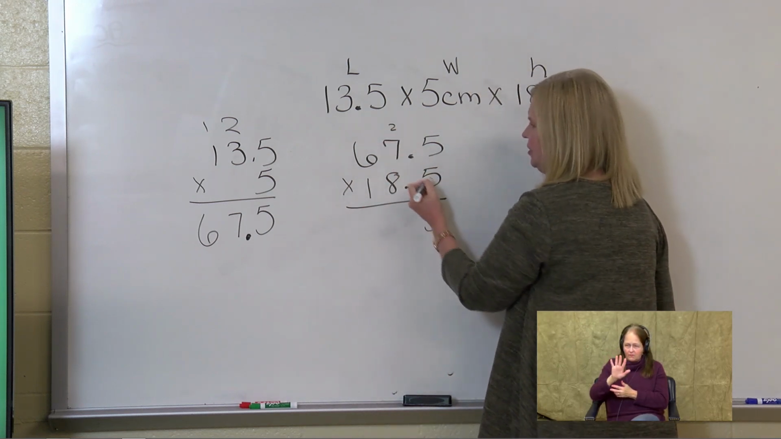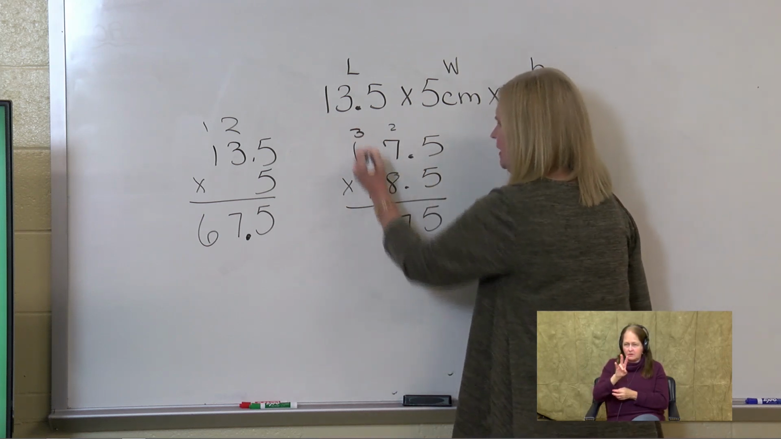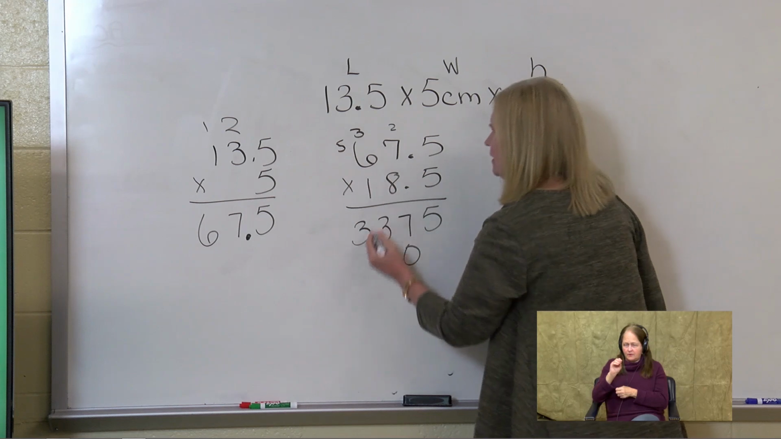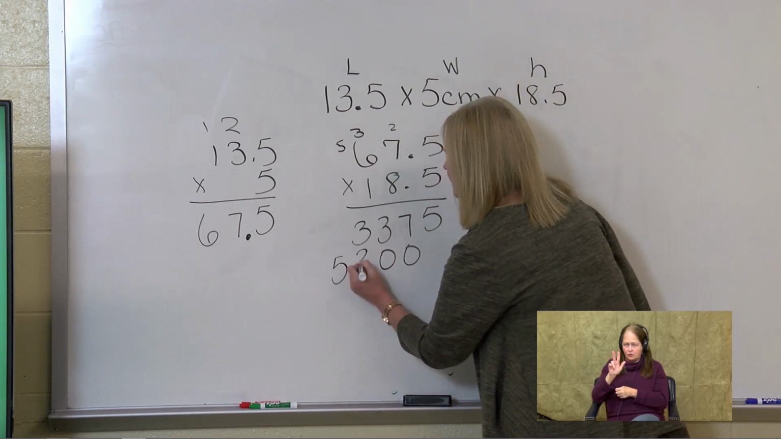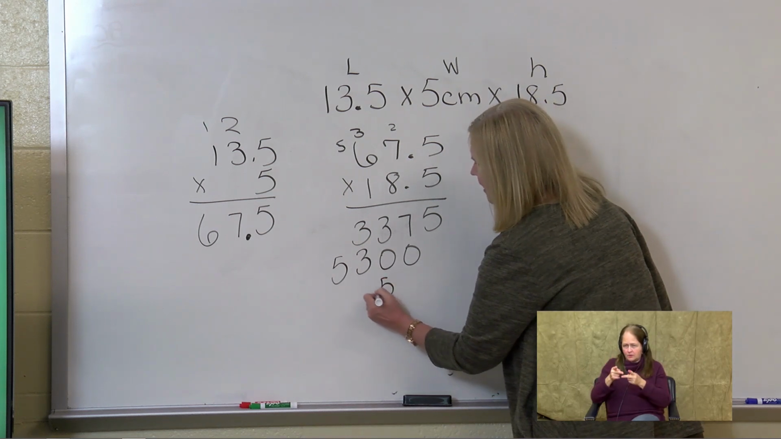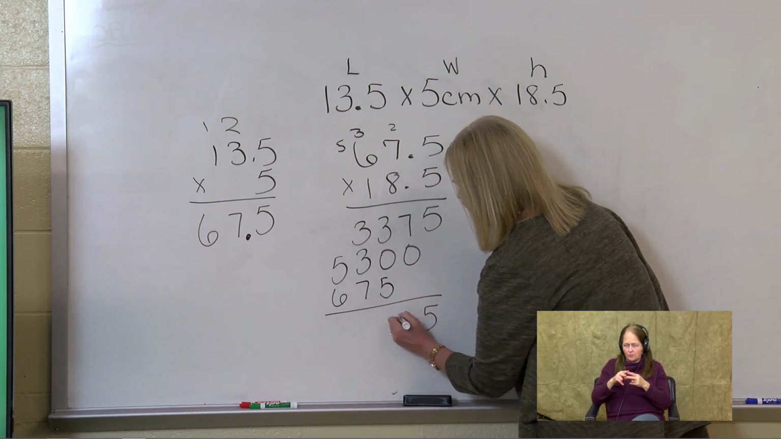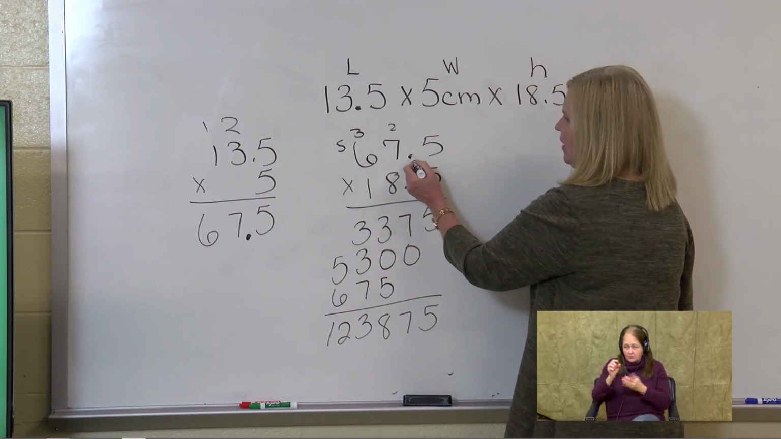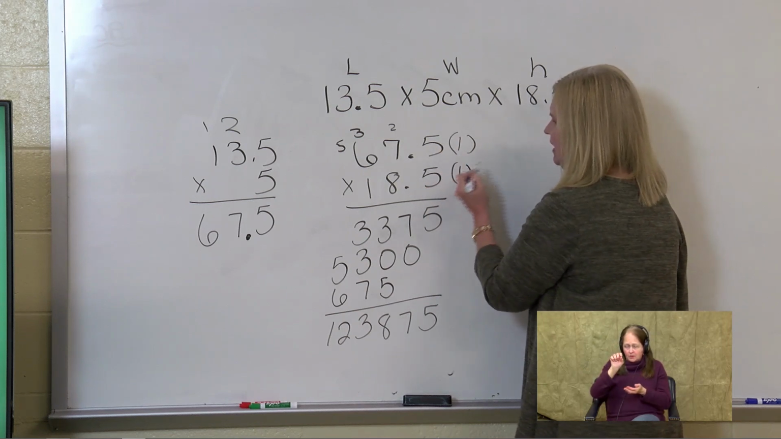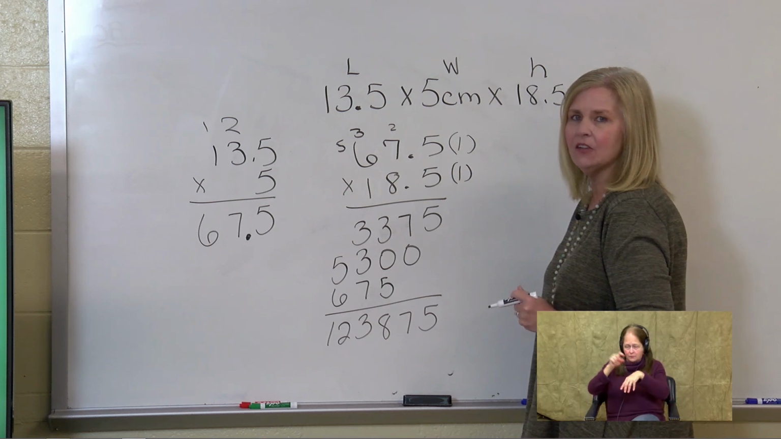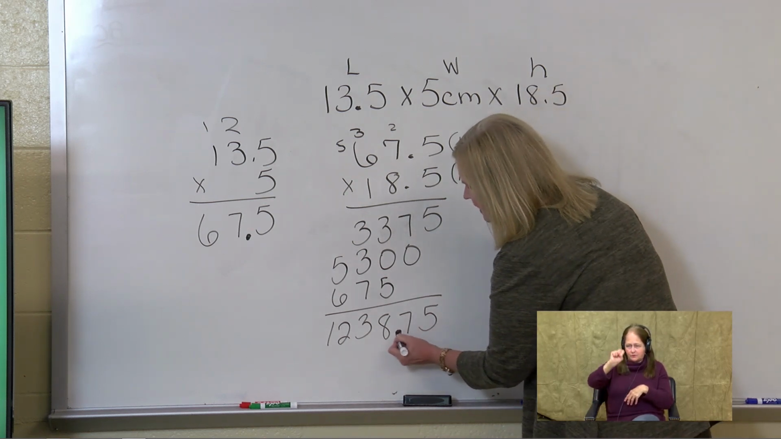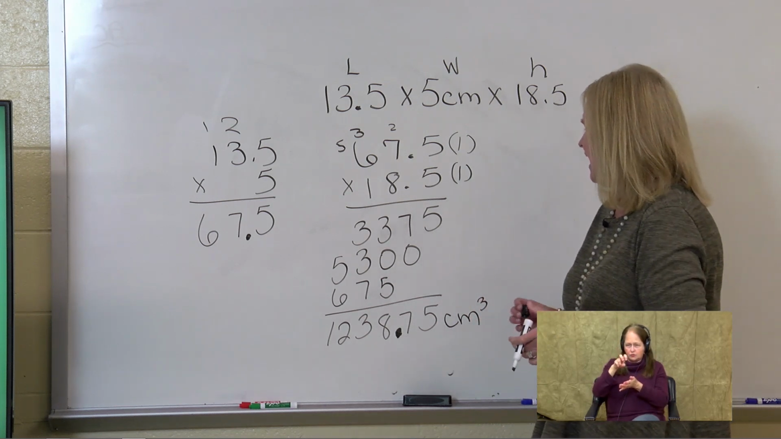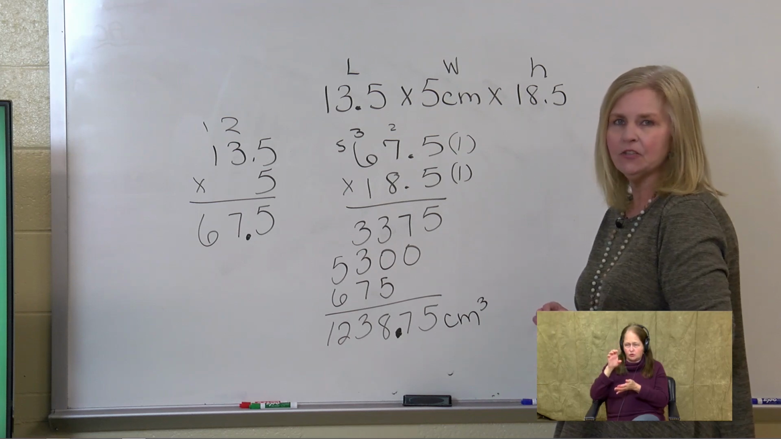So you have 25, carry the 2, 35, 36, 37, and then you get 33, and then that would be 50, and then 48, 49, 53, and then you have to go over a third place for the place value. Now, when you're placing your decimal here, you have 1 decimal here, and you have 1 decimal here. So you're going to have to move the decimal 2 times, which means you've got to go to the hundredths place, which is right here. And this one is also in centimeters. So the answer is 1,238 and 75 hundredths centimeters cubed.